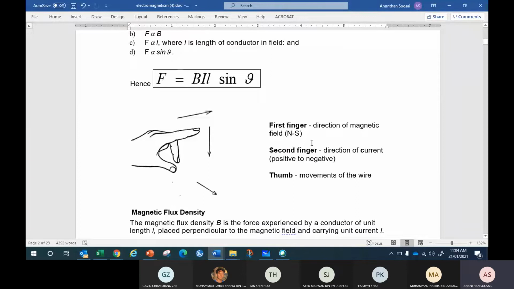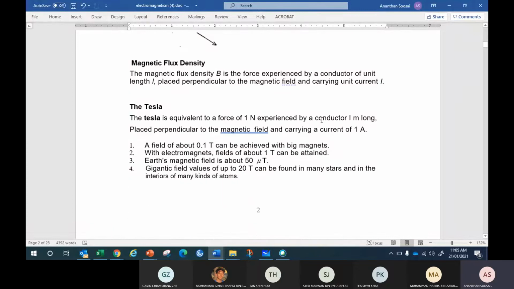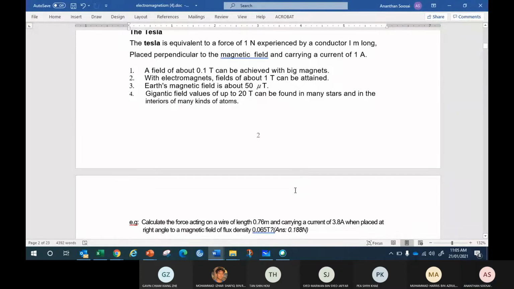So F equals BIL sine theta. Magnetic field strength has another name, called magnetic flux density. Magnetic flux density and magnetic field strength are the same quantity. I told you the unit for magnetic field strength is newton per ampere per meter, but we may call it the Tesla. Tesla is a very big unit, as I told you. An MRI is one of the strongest, about 3 Tesla. The Earth's magnetic field on the surface is quite small, 50 microtesla.